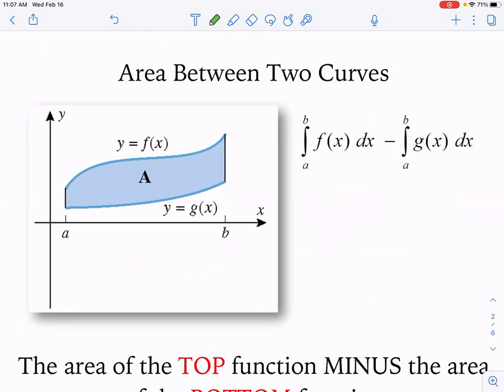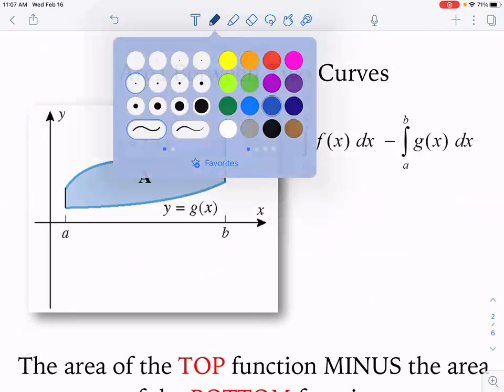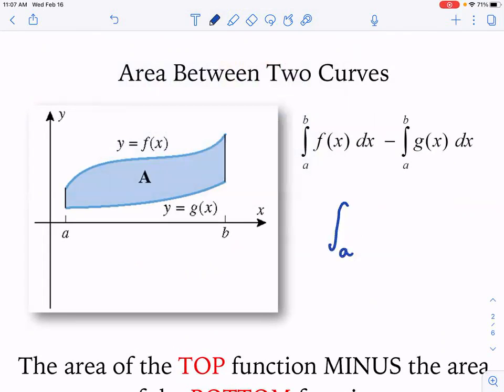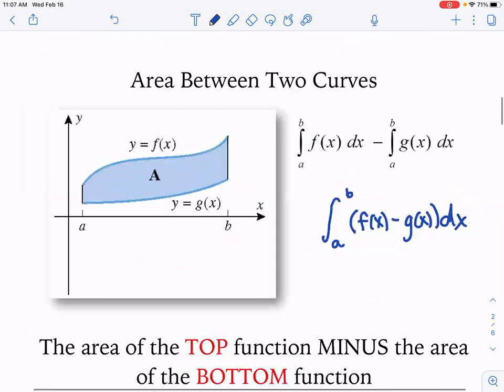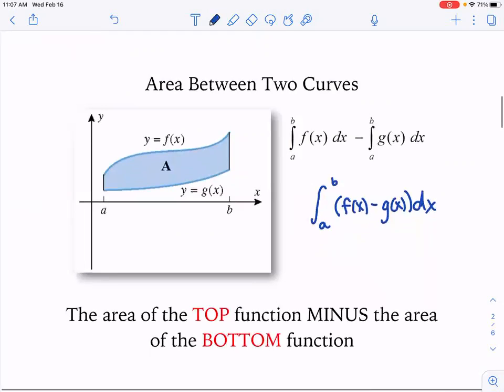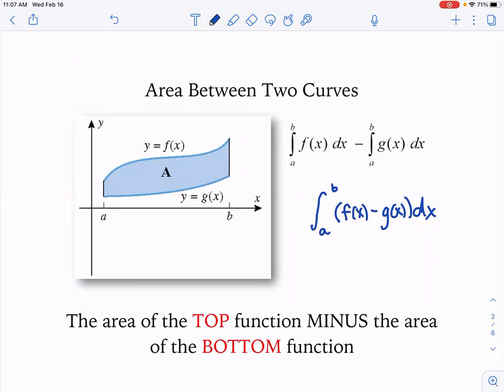Now, what's nice, if we're going from A to B, we could condense this to just one integral, the integral from A to B of f of x minus g of x. Now, which one should come first? The bigger one. My hint to you is top minus bottom. You want your top function minus the bottom function, because the top one is going to be your bigger function.